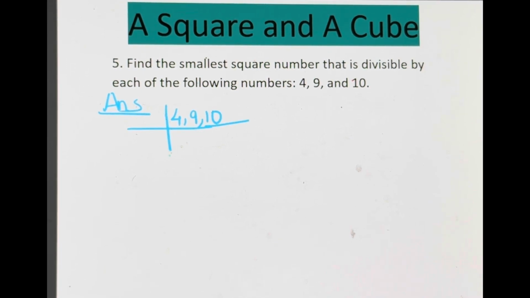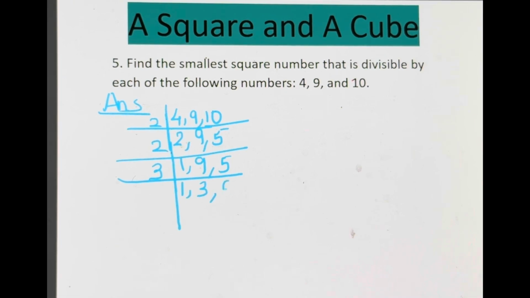So we take 2 as the prime factor. 2 2s are 4. 9 will remain as it is. 2 5s are 10. We again take 2. 2 1s are 2. 9 as it is. 5 remains as it is. Then we take 3. 3 3s are 9. 5 as it is. Again take 3. 3 1s are 3. 5 as it is. 5, 5 1s are 5.